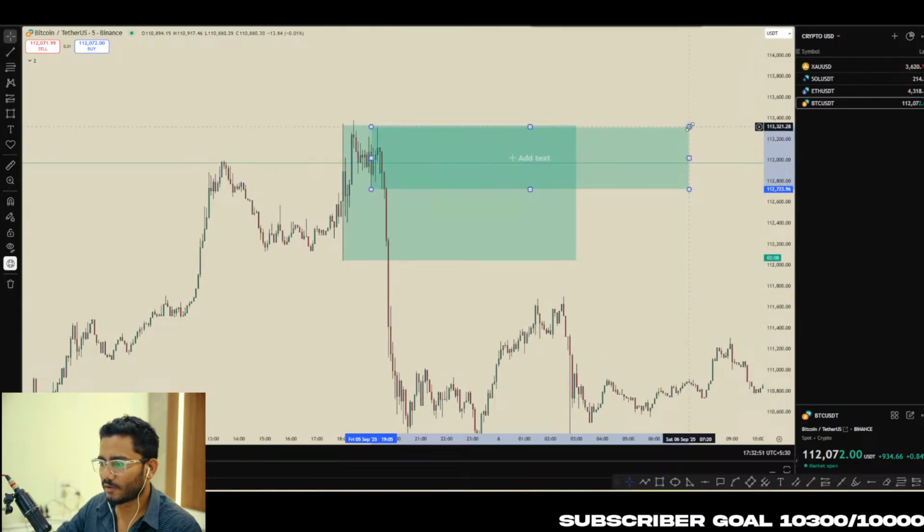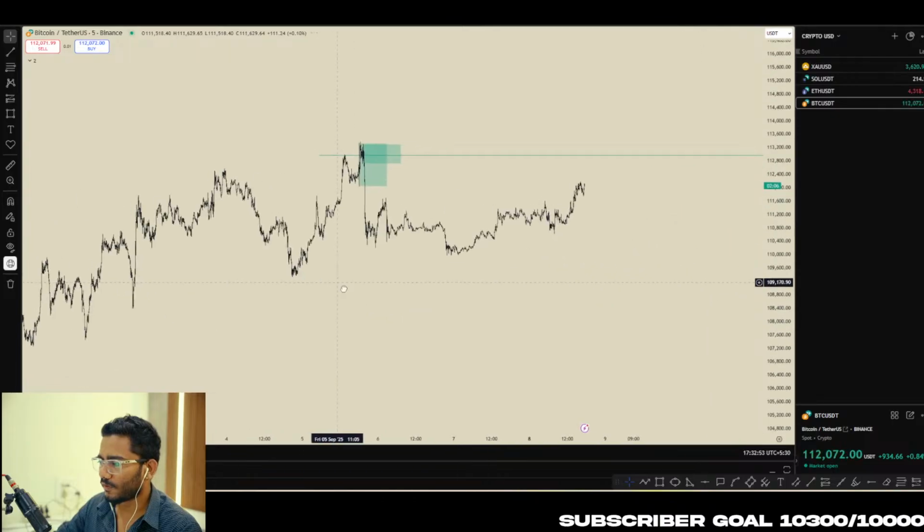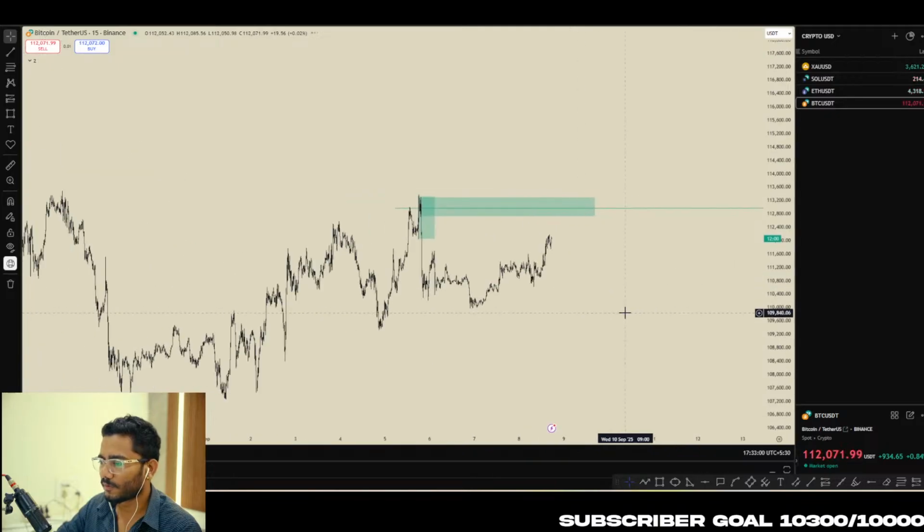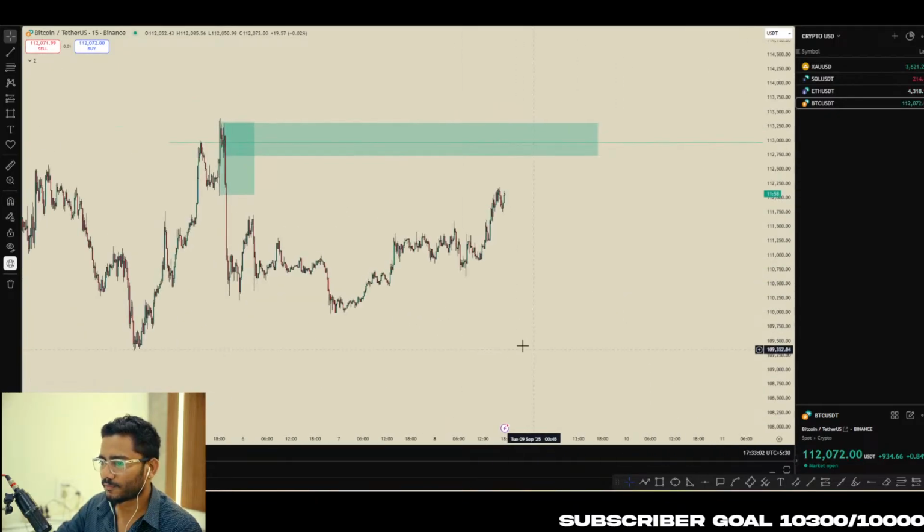But if we try to mark an order block from this area, then we have where we can look for sell side. So this is a POI. You have to look for a chalk. So price will break the previous low. Then you can look for liquidity and then you can look for sell.